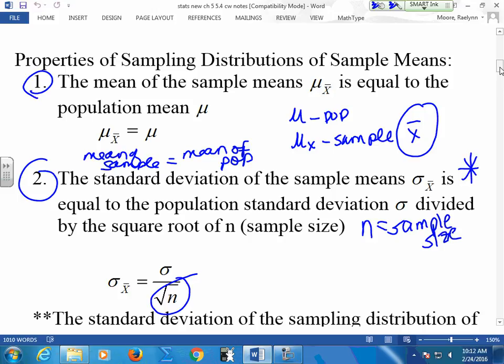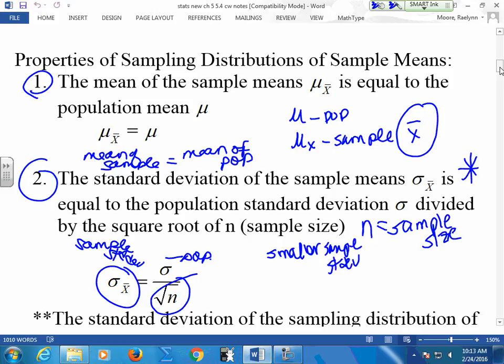So all this says is, this is your sample standard deviation. You're going to find this by taking your population standard deviation and divide it by the square root of n. That's all that means. And if I divide something, what happens to the number? If I divide 5 divided by 2, what happens to the number? It gets smaller. So what's happening is you're getting a smaller standard deviation for your sample. You're getting a smaller sample standard deviation.